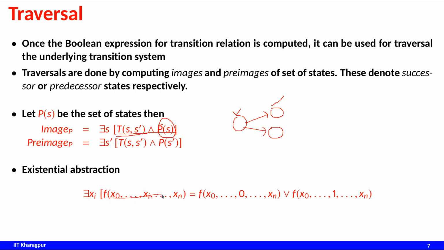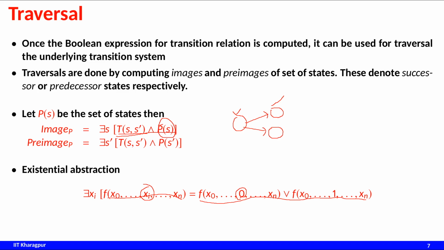So if I have a Boolean expression something like this, and I want to do an existential abstraction, then mathematically it is defined as these two Boolean expressions. So effectively I replace the Boolean formula xi with 0 and xi with 1, and then I do a logical OR. It effectively means that whatever may be the value of xi, I do not want to bother. So irrespective of the value of xi, I would like to find out the Boolean expression. So that will give me the image.